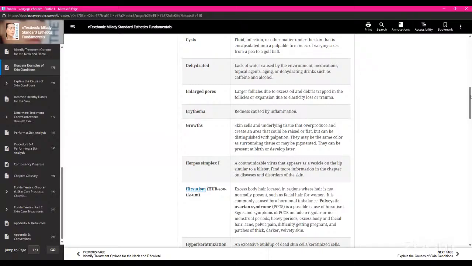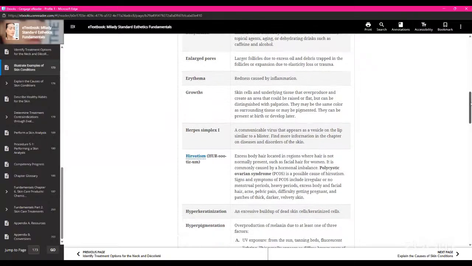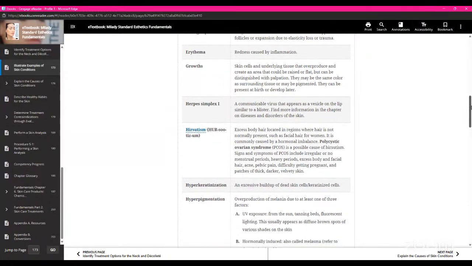We talked about herpes simplex 1, which is like fever blisters. Of course, when there's an active breakout, we are not treating them. Okay. Hirsutism, excess body hair located in regions where hair is not normally present. What I like to say is an abnormal amount of hair in places where women don't normally have hair. All right.